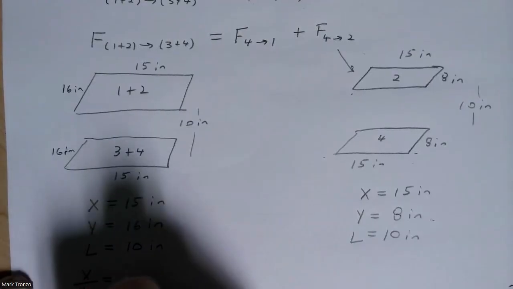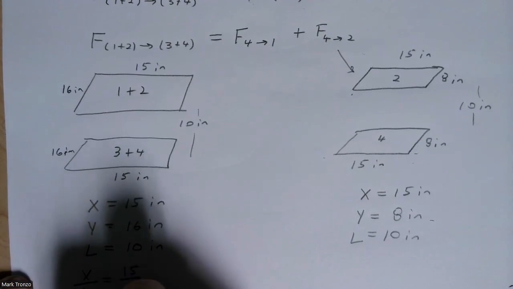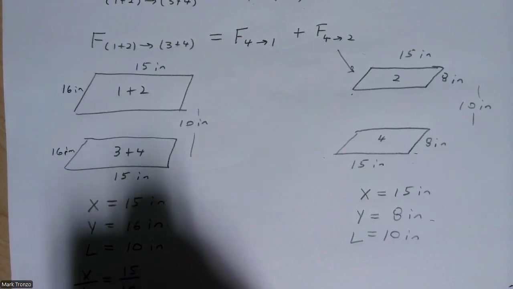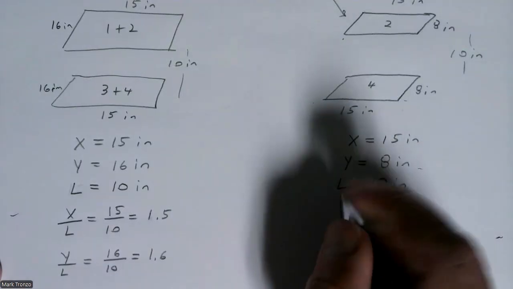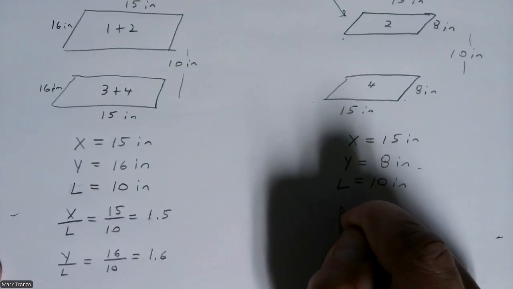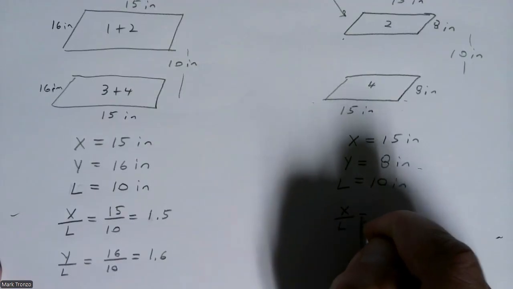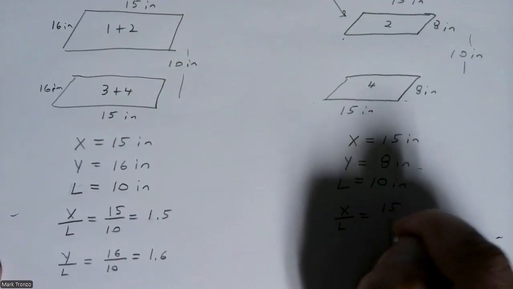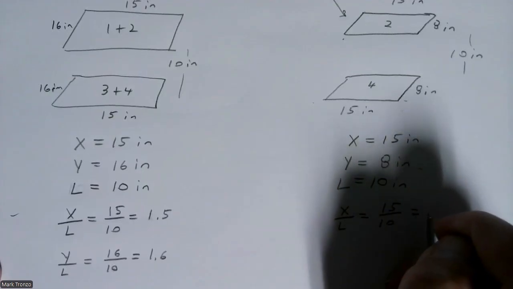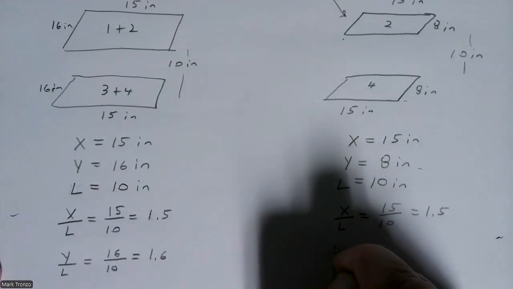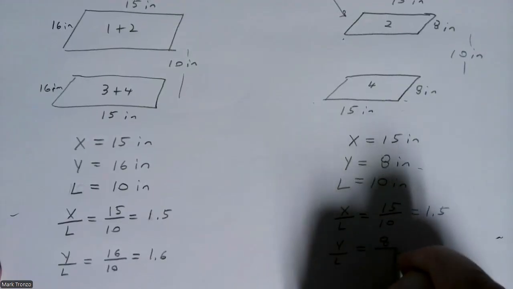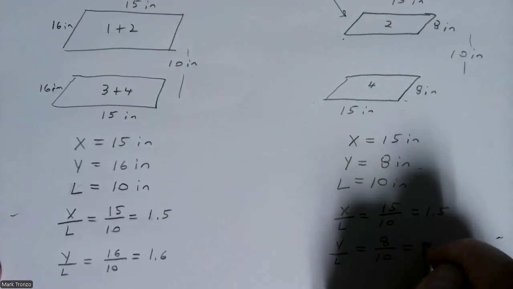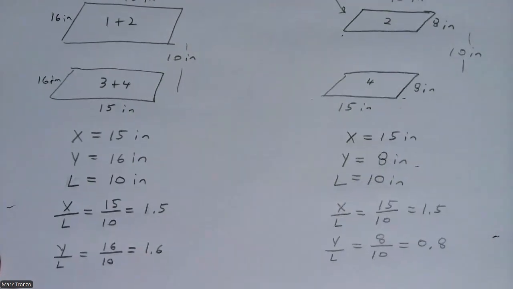So X over L is going to be 15 over 10. X over L is 1.5. Y over L is 1.6. And over on this side here, X over L is going to be 1.5 again. And Y over L is going to be 0.8.